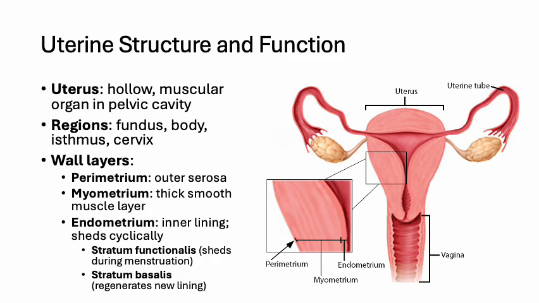It consists of 2 layers: the stratum functionalis, which thickens and is shed each month, and the stratum basalis, which remains behind and regenerates the lining after each cycle.